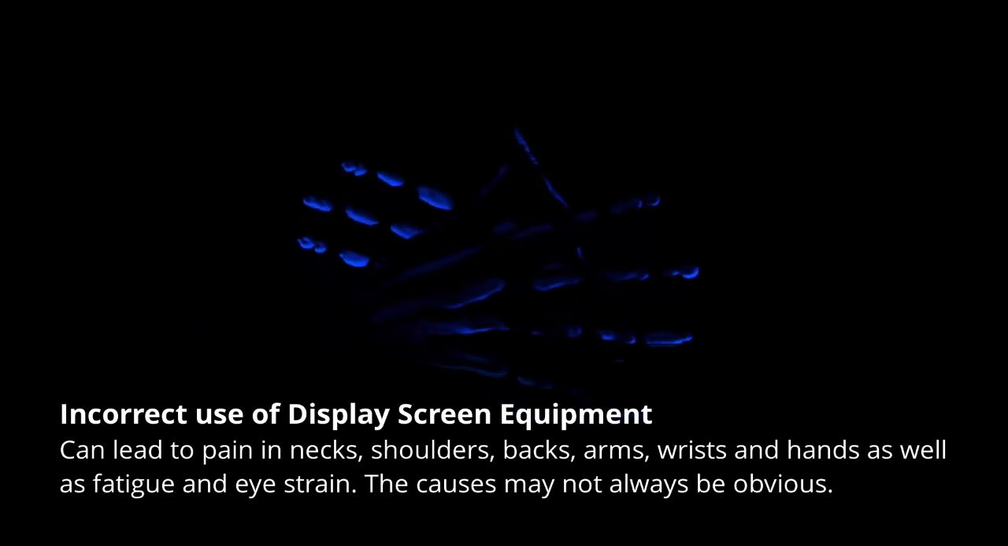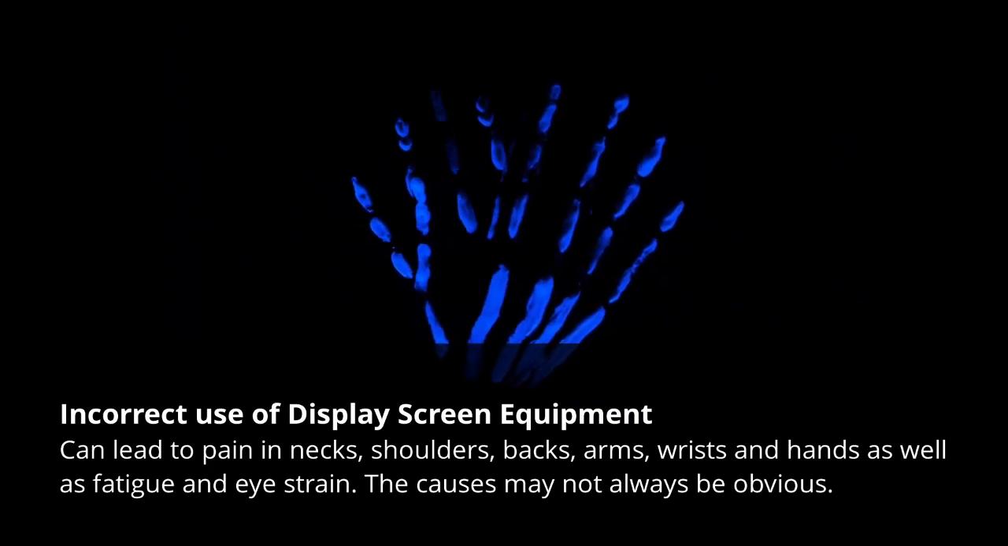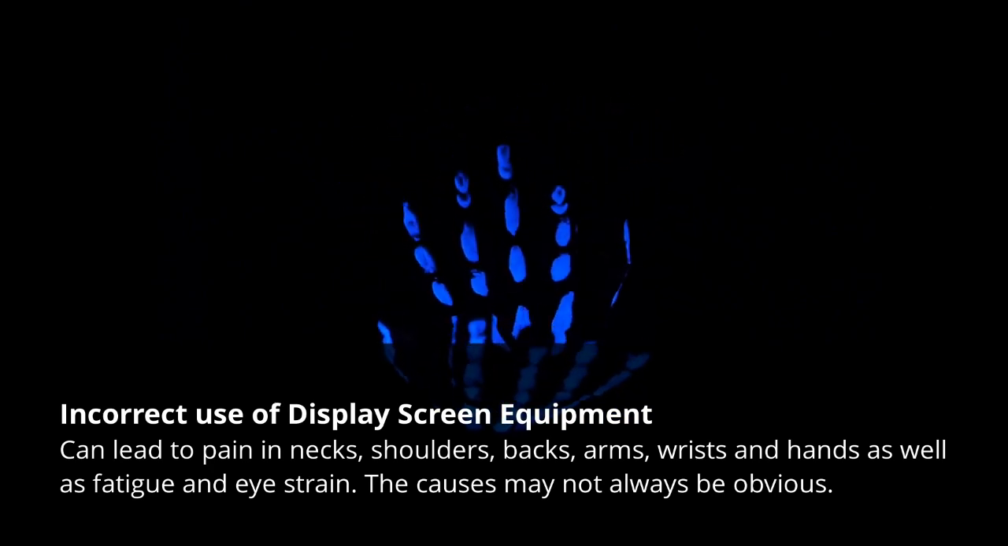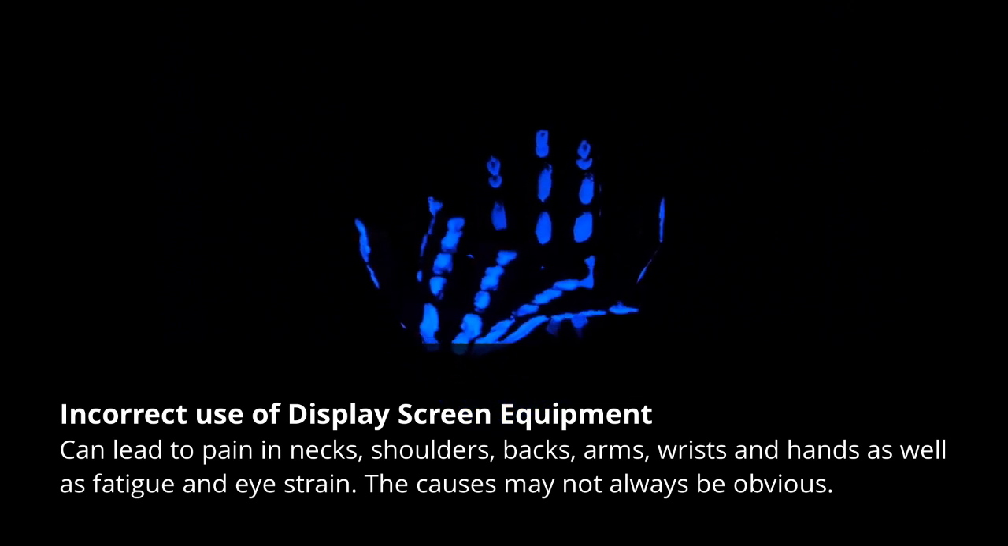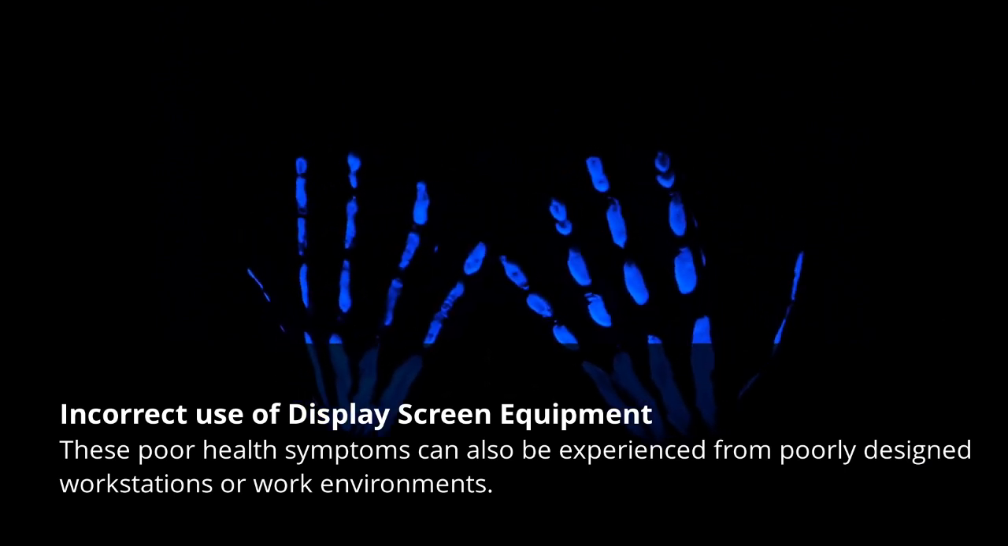Incorrect use of DSE can lead to pain in necks, shoulders, backs, arms, wrists and hands, as well as fatigue and eye strain. The causes may not always be obvious. These poor health symptoms can also be experienced from poorly designed workstations or work environments.